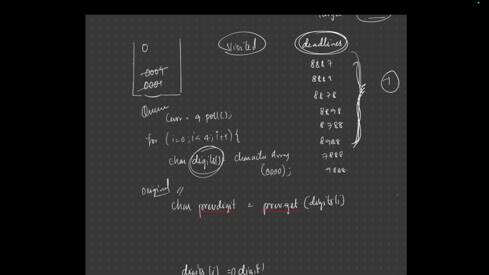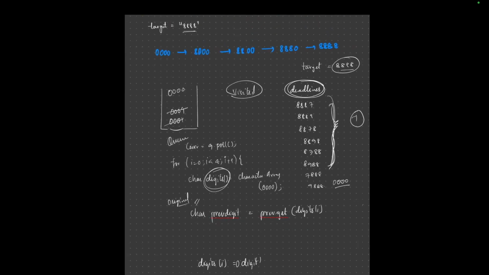What if your input string is also present in your deadends array or your deadends set? So you need to define a base condition. If your input string is present in deadends, then you will return minus 1. Okay, so this is the intuition.